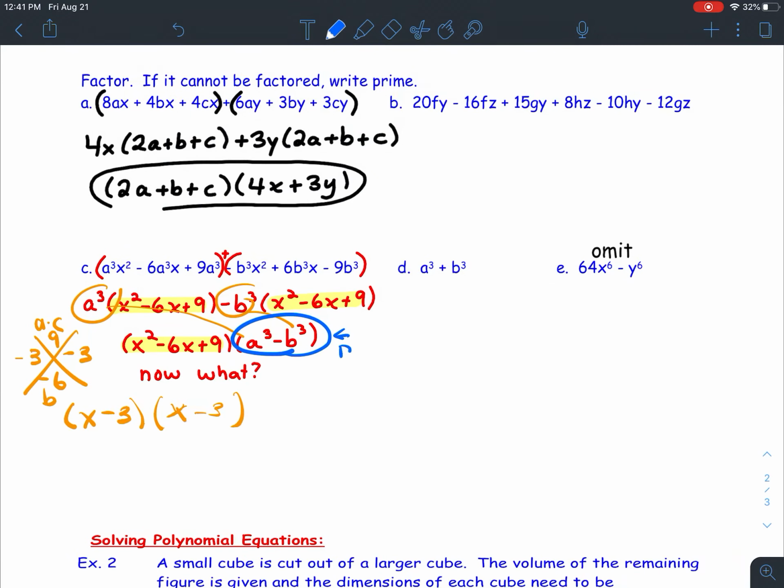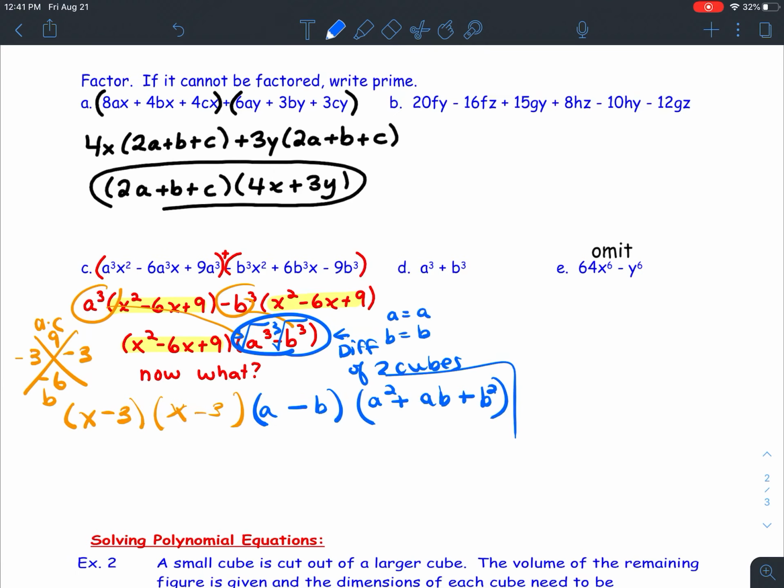And then I look at this and I say, oh, that is a difference of 2 cubes. So it's actually the generic formula. I'm going to do SOAP: same, opposite, always positive. If you do the cubic root of a cubed, then that makes a. And if you do the cubic root of b cubed, that makes b. So it's a squared, b squared, ab in the middle.